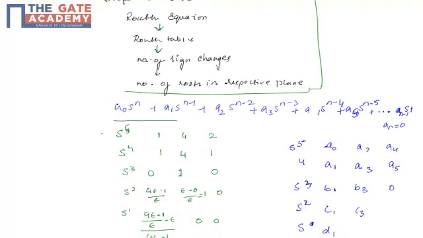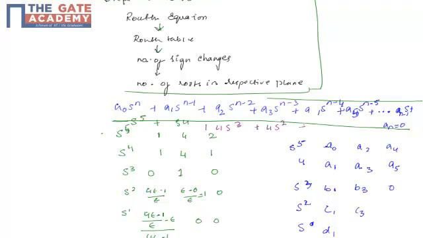So this is the general Routh equation, which can be compared with the given equation, that is S5 plus S4 plus 4S3 plus 4S square plus 2S plus 1 is equal to 0. So here A0 is 1, A1 is 1, A2 is 4, A3 is 4, A4 is 2 and A5 is 1. So this is the Routh table.